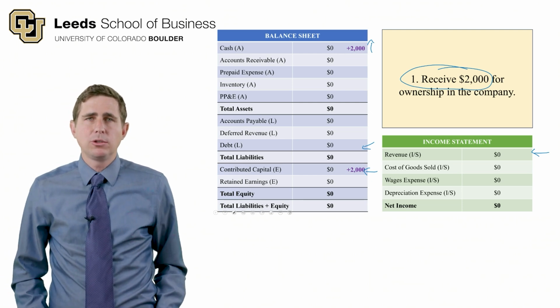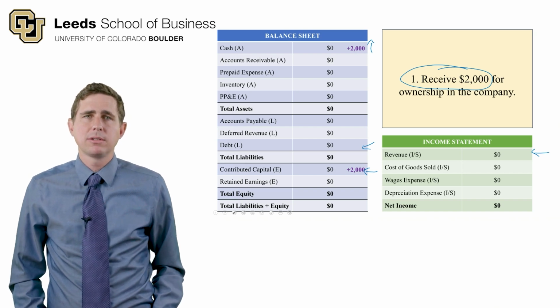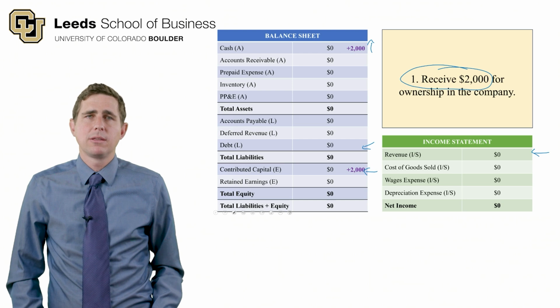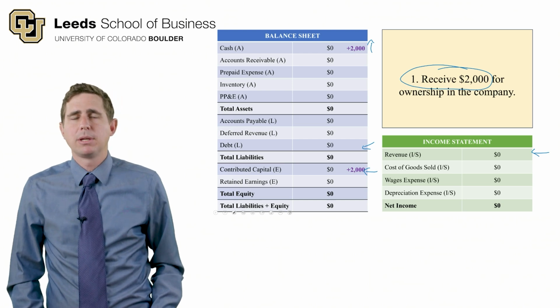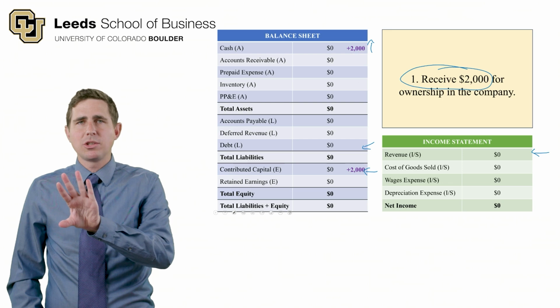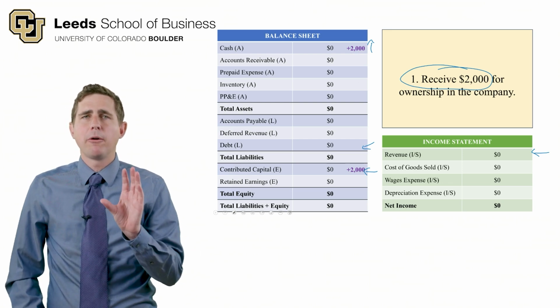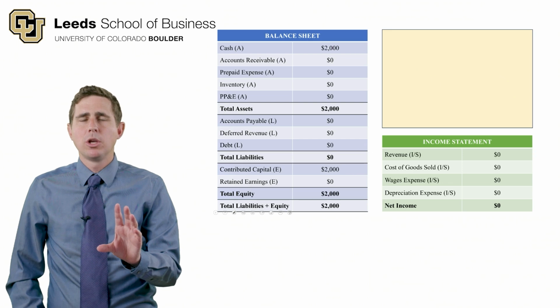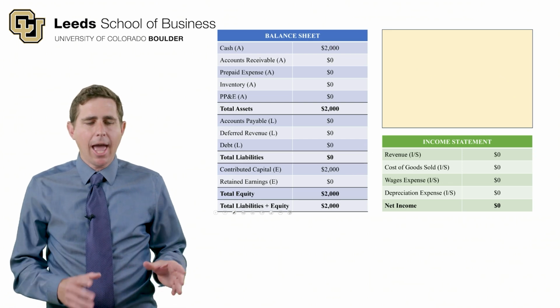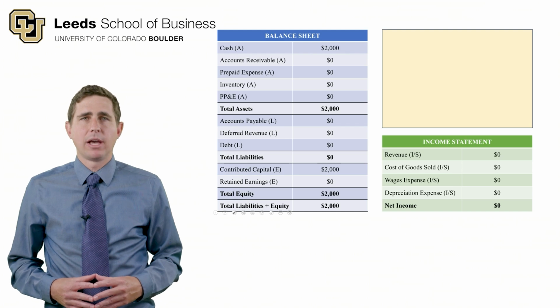I put a plus $2,000 in the cash balance because I want that account to go up by $2,000, and I put a plus $2,000 in the contributed capital account because I also want that one to go up by $2,000. Now let me post these transactions actually into the account rather than just these pluses. I'm going to now reflect them in the balances. So now I've done that. Now cash has a $2,000 balance and contributed capital has a $2,000 balance.